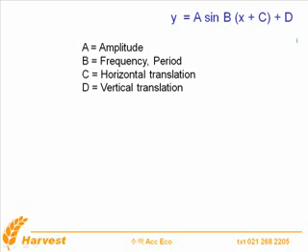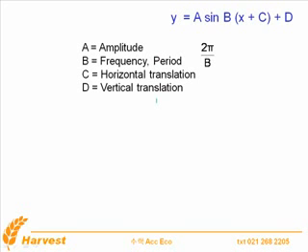In this equation, a represents the amplitude, b represents the frequency. The b itself is not the period, but we can calculate the period very easily by using the b value. Period is 2 pi over b. And c is horizontal translation, which means the sine curve shifts to the left or to the right. And d value means the vertical translation. The curve moves up and down by d value.